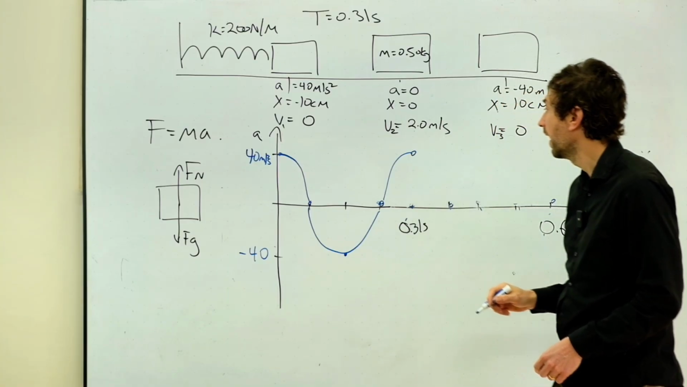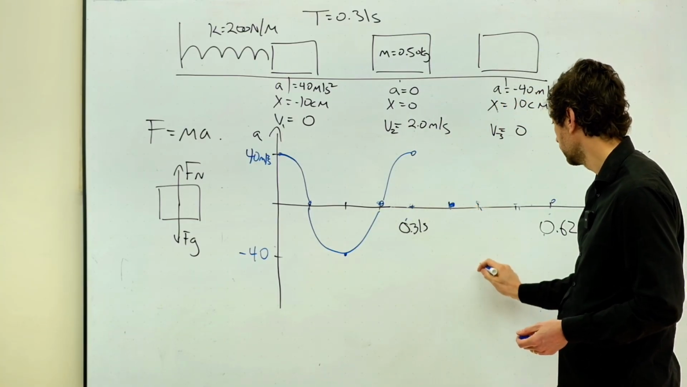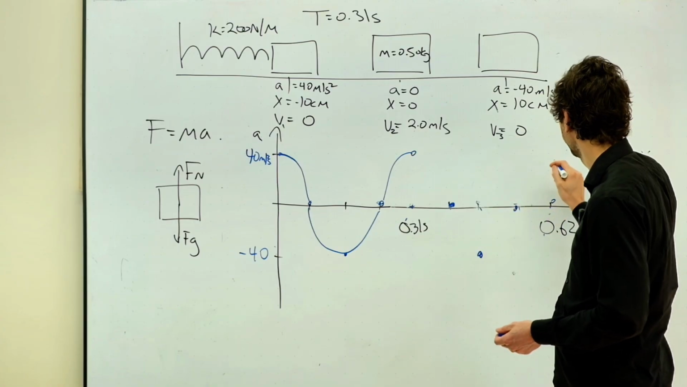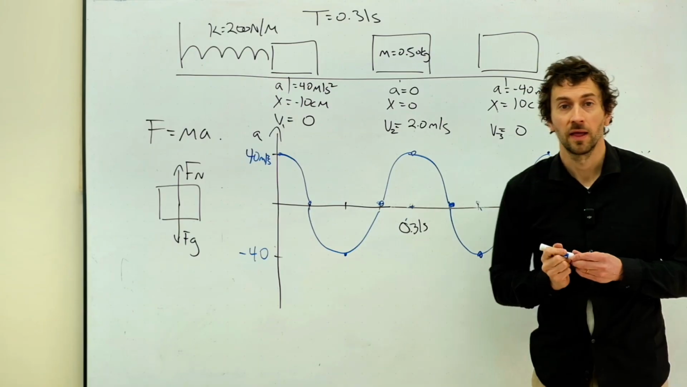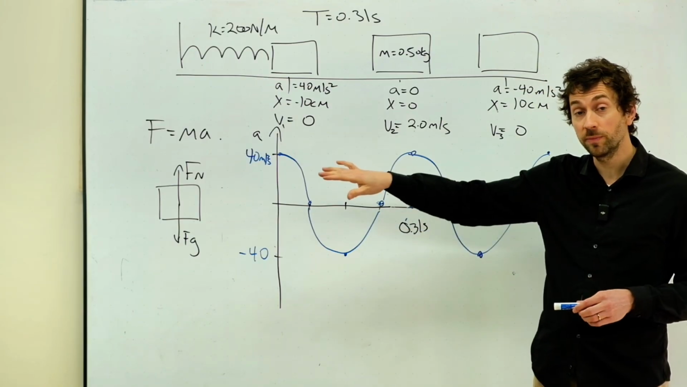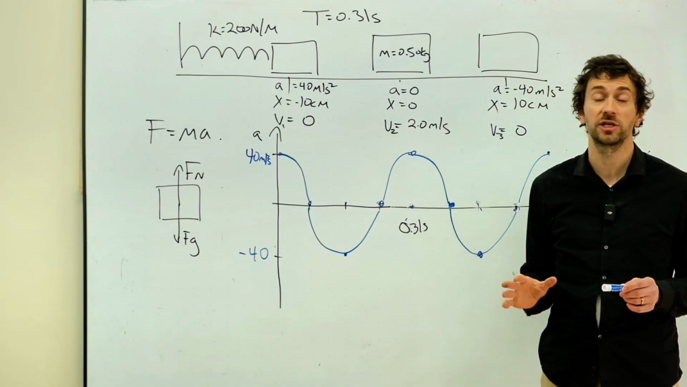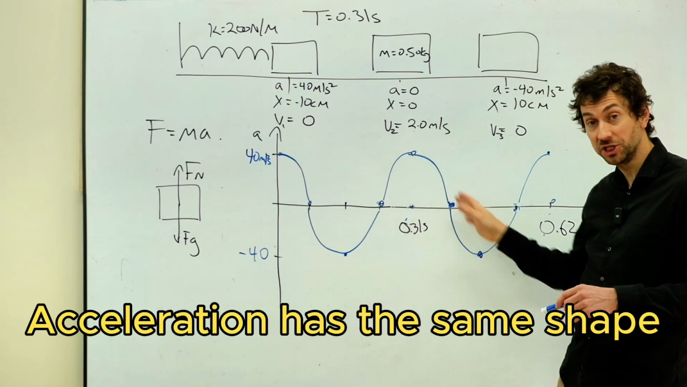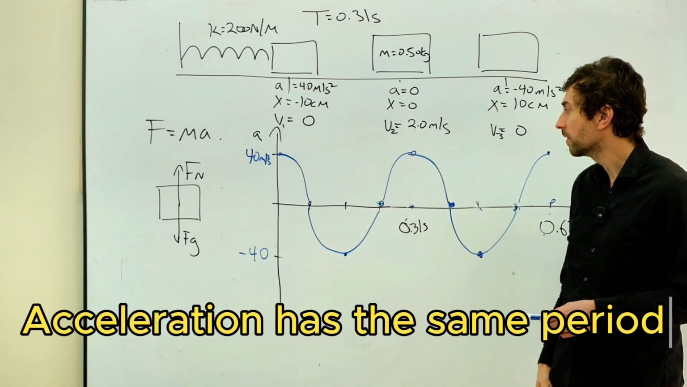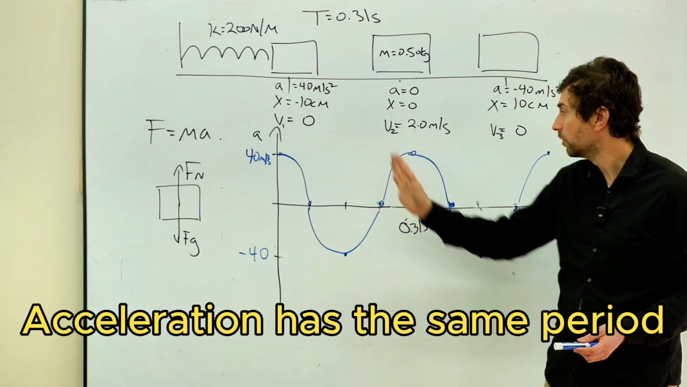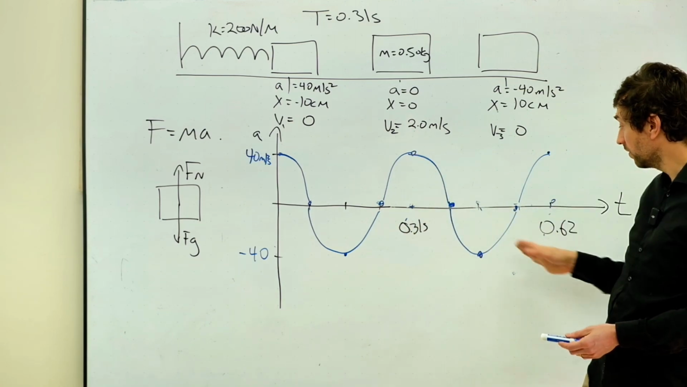And we're going to just do another period. So it's going to come down, down, up, up. And there you go. So it's cycling just like the other one. So notice that the acceleration graph also has this shape like this. And it has the same period, 0.31 seconds. And then we have another one.